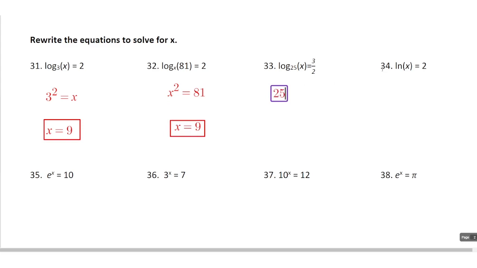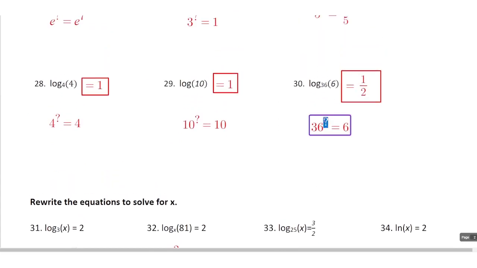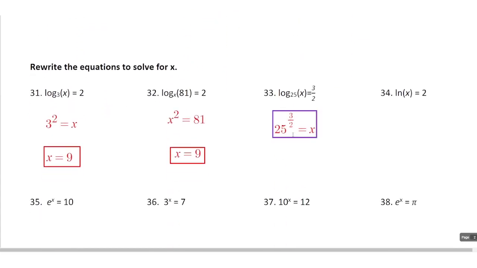For number 33, we've got 25 to the 3/2 power equals x. Okay, this one's a little trickier, but I'll try to take this in 2 steps. First I'll take the half power of 25. As we stated over here, whenever you raise something to the 1/2 power, that's equivalent to taking the square root of it. So the square root of 25 is 5. Now I only did 1/2, but this was 3/2, so we still need to raise this to the 3rd power. And 5 cubed, 5 times 5 times 5, is going to be 125. So x is 125.